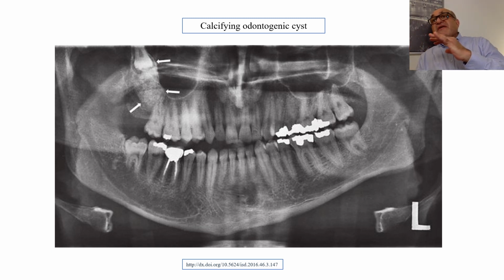So the calcifying odontogenic cyst and the calcifying odontogenic tumor, as you will see in the upcoming slides, have a similar appearance. However, the age group differs between those three lesions, and we have to take this into consideration.